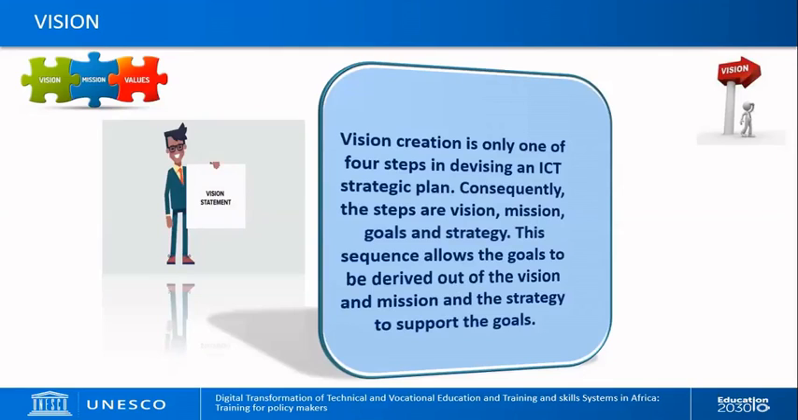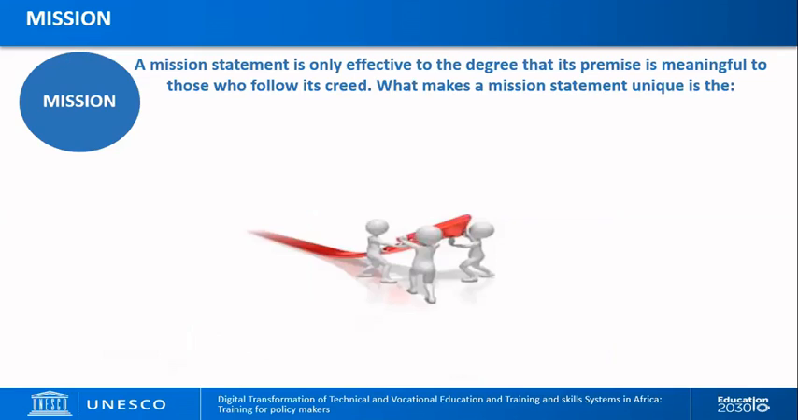Vision creation is only one of the 4 steps in devising an ICT strategic plan. Therefore, the steps are vision, mission, goal, and strategy. This sequence allows the goal to be derived out of the vision and mission and the strategy to support the goals. And what is a mission statement?